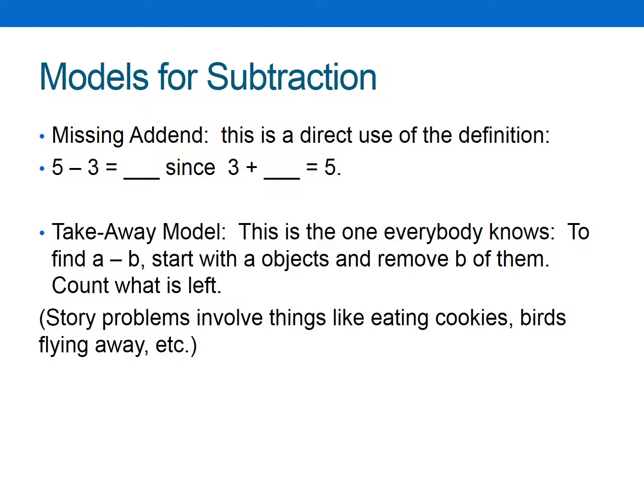And the takeaway model is the second one, and that's the one everybody remembers. The clue of a takeaway is how many are left, how many remain, how many do you still have. Those kinds of verbal cues tell you you're using the takeaway model. And it says A minus B, you take A things, and you're going to remove physically B of them and count what's remaining.